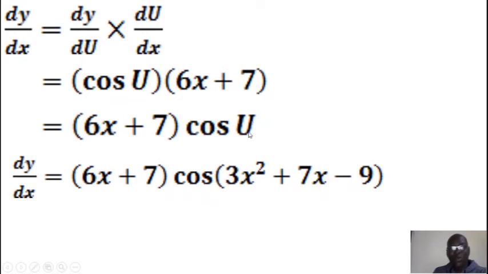But what is u? U has to be replaced because we took u to be 3x squared plus 7x minus 9. So we can remove u and return what it was. As a result, our dy/dx becomes (6x plus 7) in brackets multiplying the cosine of the already given function.